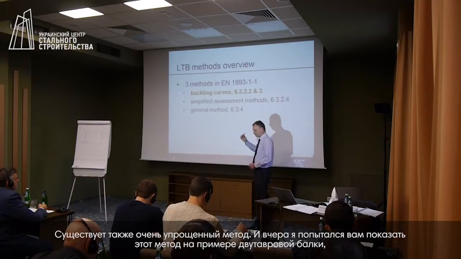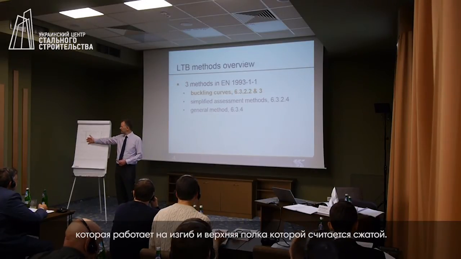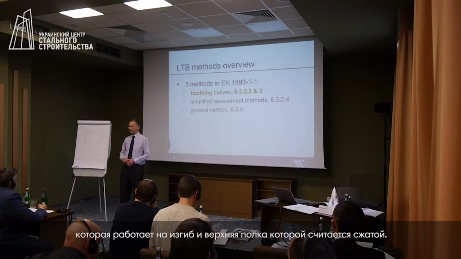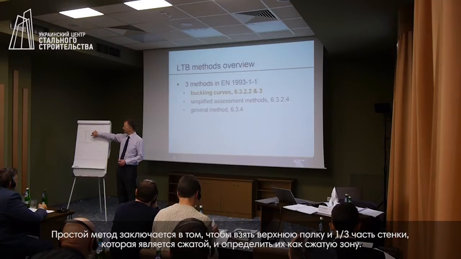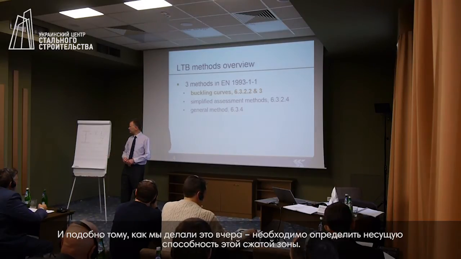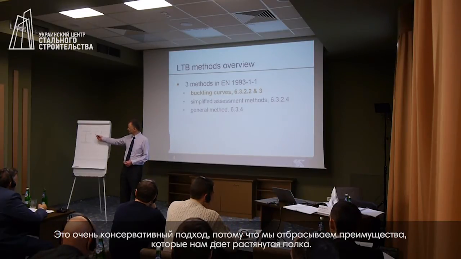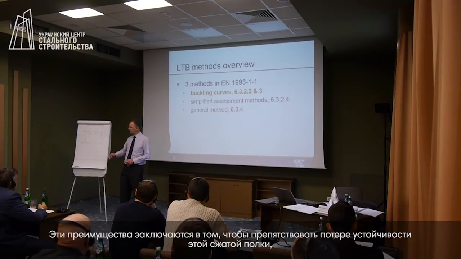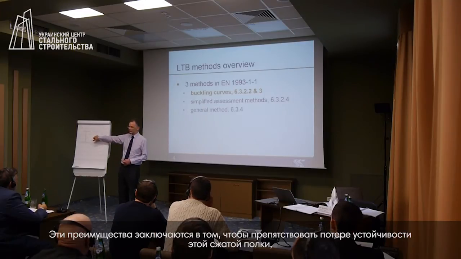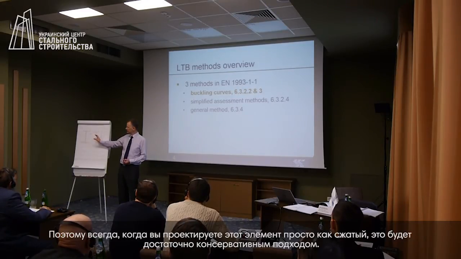There is a very simple method, and I tried to introduce the simple method yesterday by saying that a beam, when it is bent, has a top flange that thinks it's a strut. So the simple method is to identify the top flange plus a third of the compressed length of the web. And just imagine that that's a strut. And like we did yesterday afternoon, just determine the resistance of a strut under compression. That's a very conservative approach because you are throwing away the benefit of the tension flange, which wishes to stop this compression flange buckling, and you're also neglecting any torsional resistance that this member has. So to design this member simply as a strut will always be conservative.